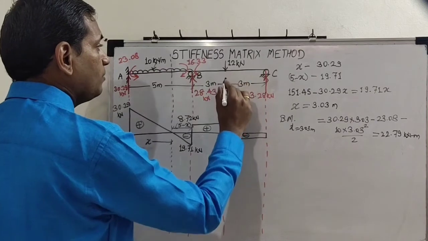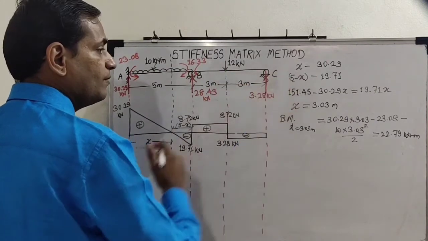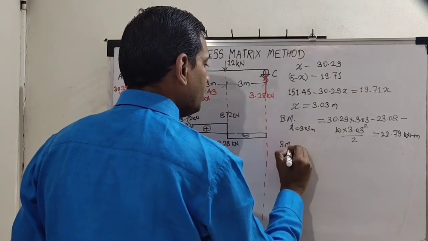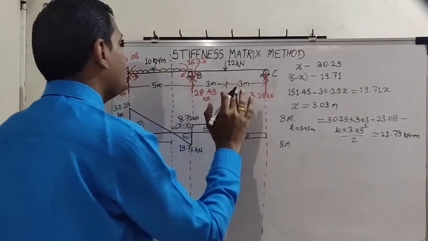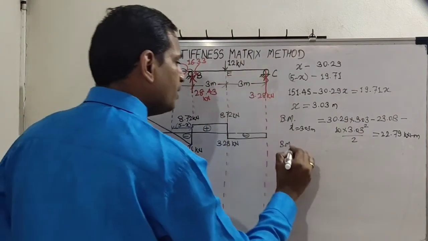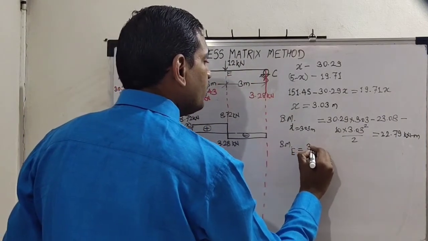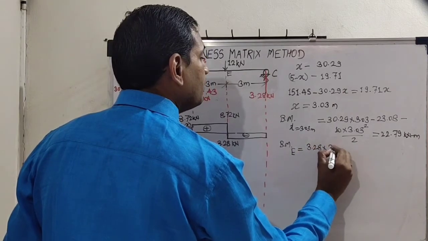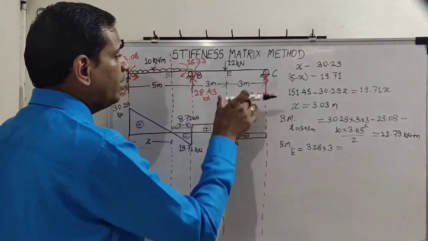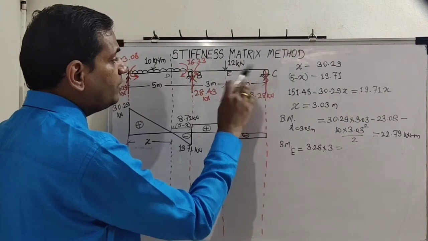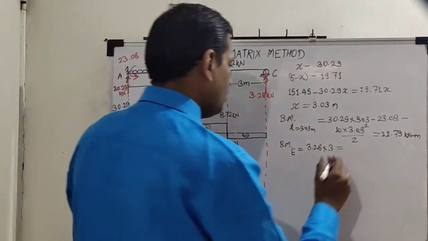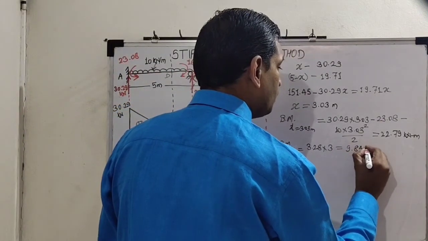We have to get the value here also now. So we will take this section, right hand side of this section. So we shall say this is D, and this is E. Bending moment at E is 3.28 into 3. I am taking this as positive because as per the sign conventions, I am treating anti-clockwise moment on the right hand side of the section as positive. So 3.28 into 3, answer is 9.84 kilonewton meter.